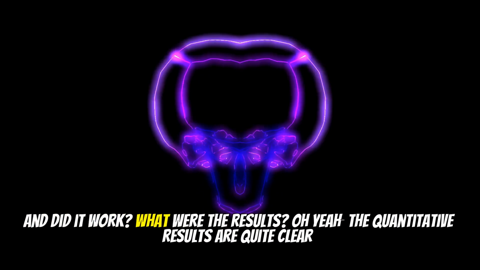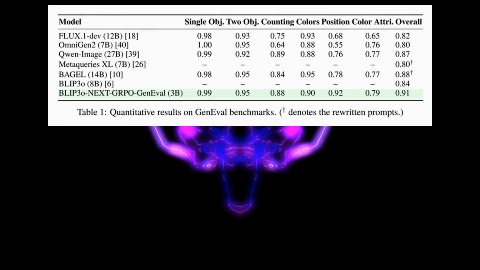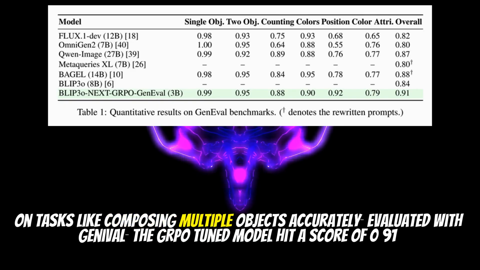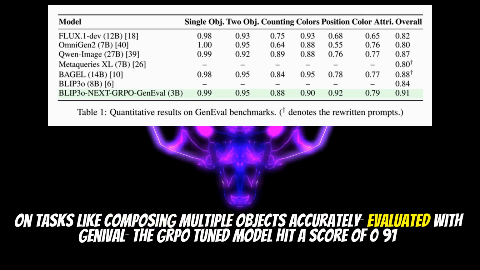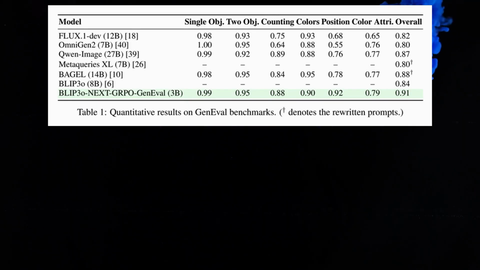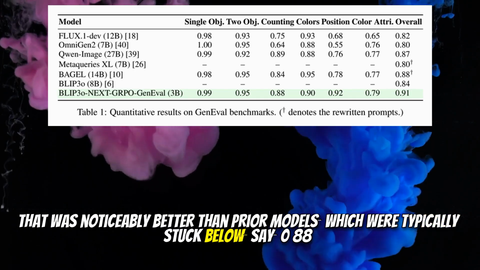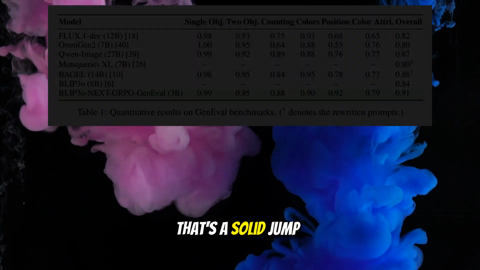And did it work? What were the results? Oh yeah, the quantitative results are quite clear. On tasks like composing multiple objects accurately, evaluated with GenEval, the GRPO-tuned model hit a score of 0.91. That was noticeably better than prior models, which were typically stuck below, say, 0.88. That's a solid jump. It is.